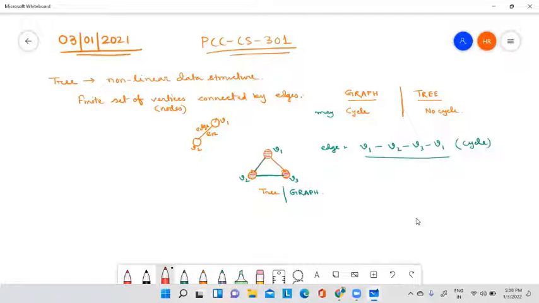So these are called vertex, vertices, or nodes. The connection is called the edges. So this is the basic definition.